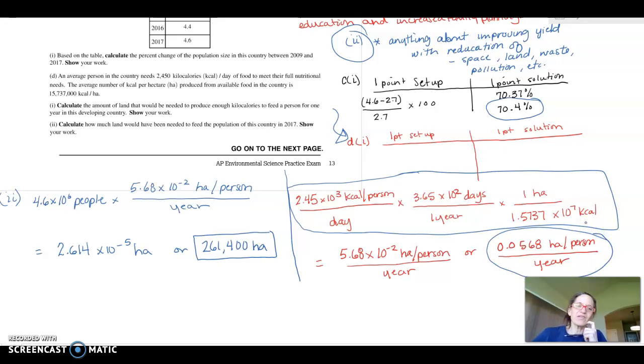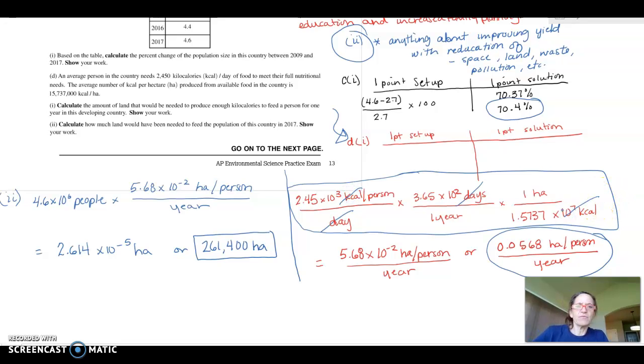If you want to use exponents, you can, or you can not. Let's just take a look. It says that you're going to get 2.45 times 10 to the third kilocalories per person per day. You're going to take that times 3.65 times 10 to the second days, or 365 days per year. And so now we can get rid of our days. And then 1 hectare is going to actually produce 15,737,000 kilocalories, or 1.5737 times 10 to the 7th kilocalories. And so then you're going to be able to get rid of this.